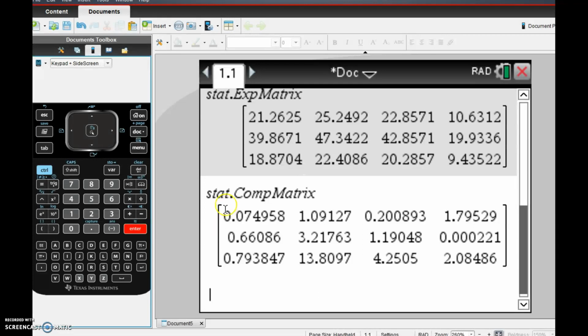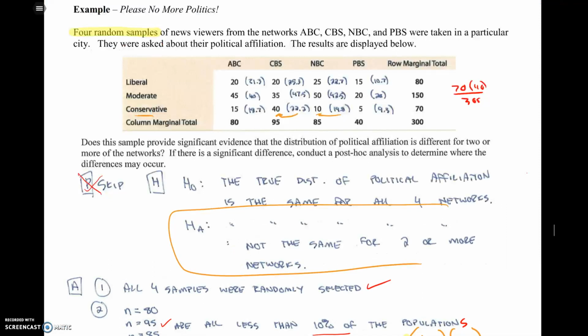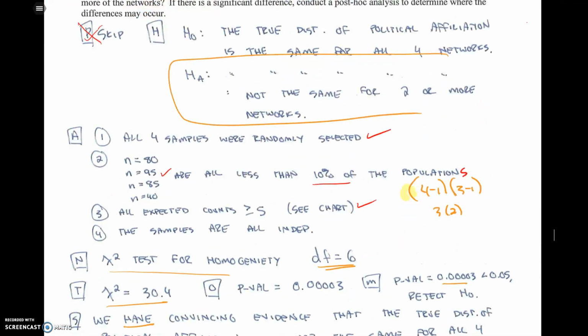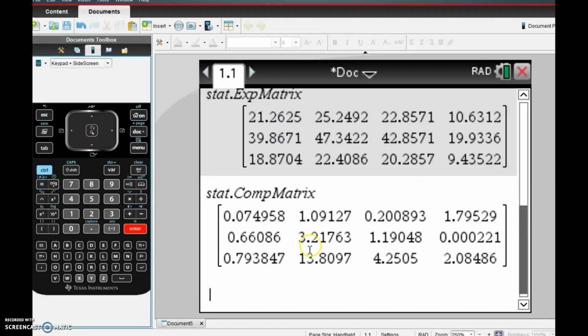All right, so here's the comp matrix. The chi-squared test statistic was 30.4. So if you were to add up all of these 12 cells, it would add up to 30.4. Which ones are the biggest contributors? I see a 13.8, I see a 4.2, and I see a 3.2.